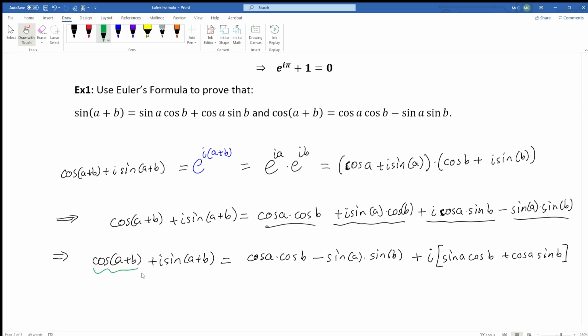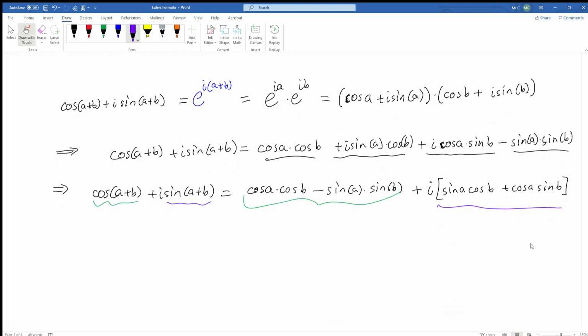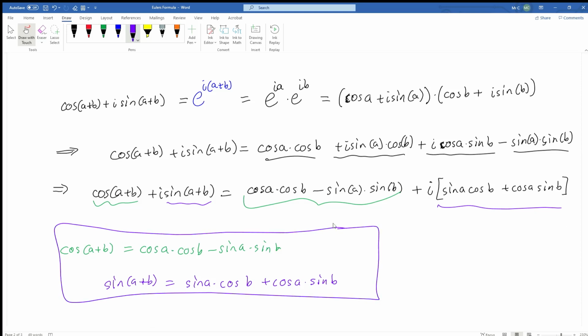And look, our real part here has to be equal to our real part here. Right? For a complex number, a plus ib, or x plus iy, if these two things are equal, the real parts would always have to be equal, and the imaginary parts would have to be equal. So we actually get both formulas at once out of this. Cosine of a plus b equals cosine of a times cosine of b minus sine of a times sine of b. And our imaginary parts will be equal, which gives me sine of a plus b equals sine of a times cosine of b plus cosine of a times sine of b. And there you have it, both of your sum formulas for sine and cosine within just a couple minutes.